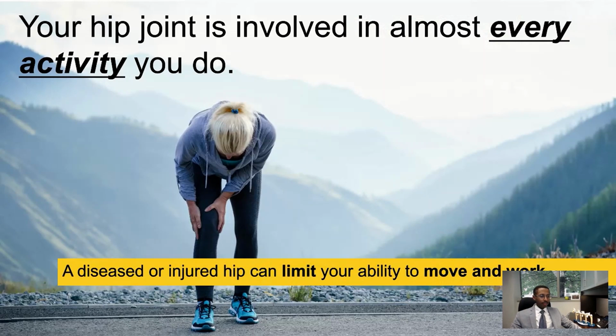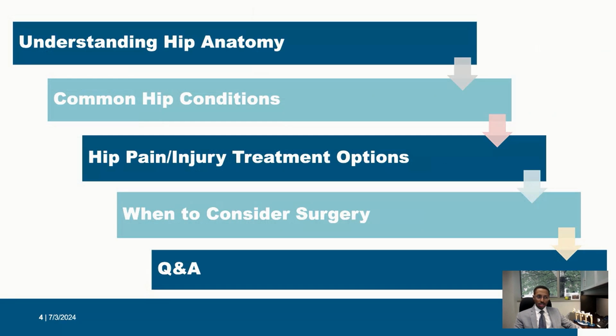So your hip joint is involved in almost every activity you do. And a diseased or injured hip can limit your ability to move and work, and these types of injuries can affect millions of Americans in the United States. So today, really understanding the hip anatomy, we'll talk through common hip conditions, hip pain, and treatment options for those specific injuries, and then ultimately when to consider surgery, and then we'll leave time for a question and answer.